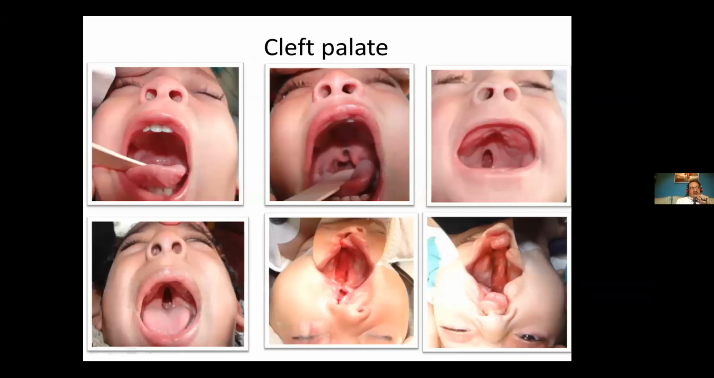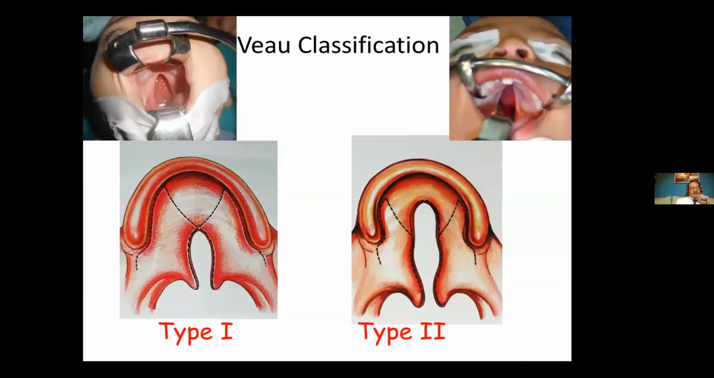Why would we need the classification? Because the classification is the method of communication between different specialties and the method to evaluate your work along the years. The first classification was the Veau classification, which was a very simple one, just classifying anatomically, starting from the hard palate, soft palate as type 1, till the hard palate, and if it extends to the incisive foramen, it's type 2. And if it's complete unilateral cleft lip, it's type 3, and type 4.